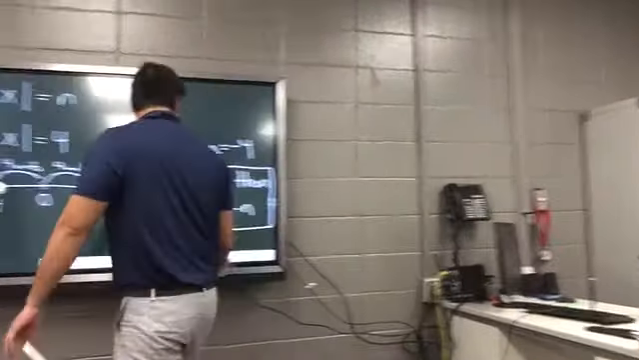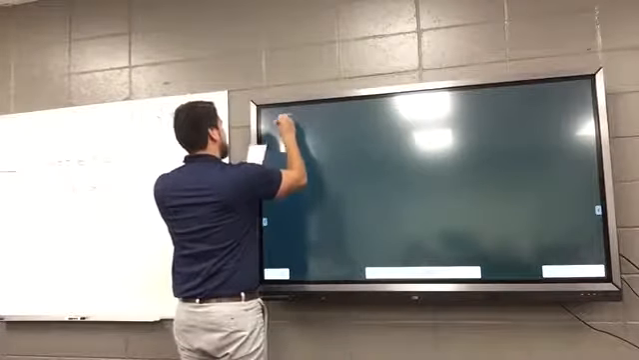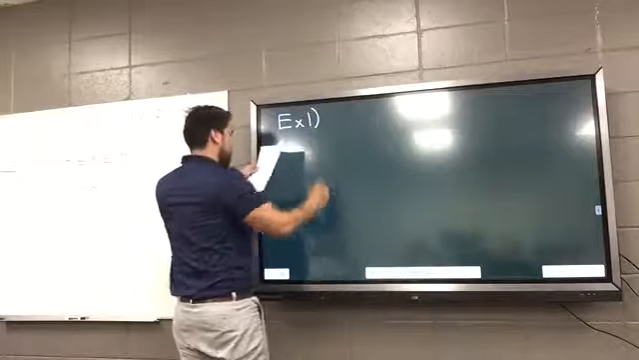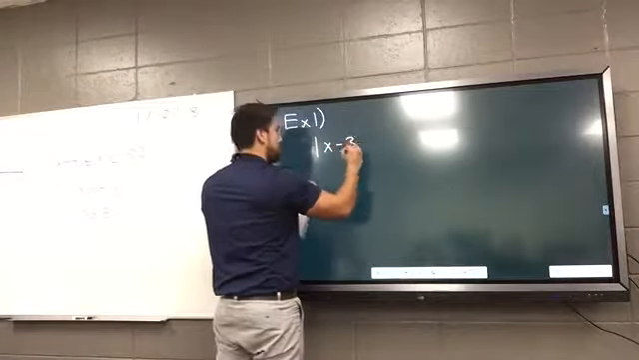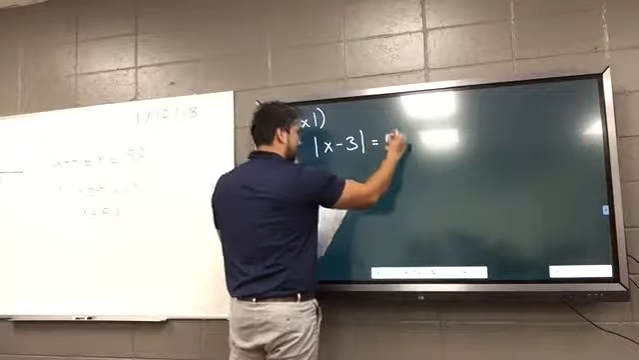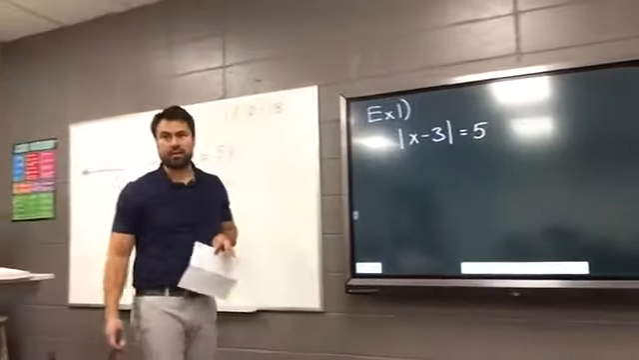Let me show you what it's like on example number 1. So example number 1, keep that box in mind because it's going to be very helpful on your homework. The absolute value of x minus 3 is equal to 5. Okay, that's my problem right now.